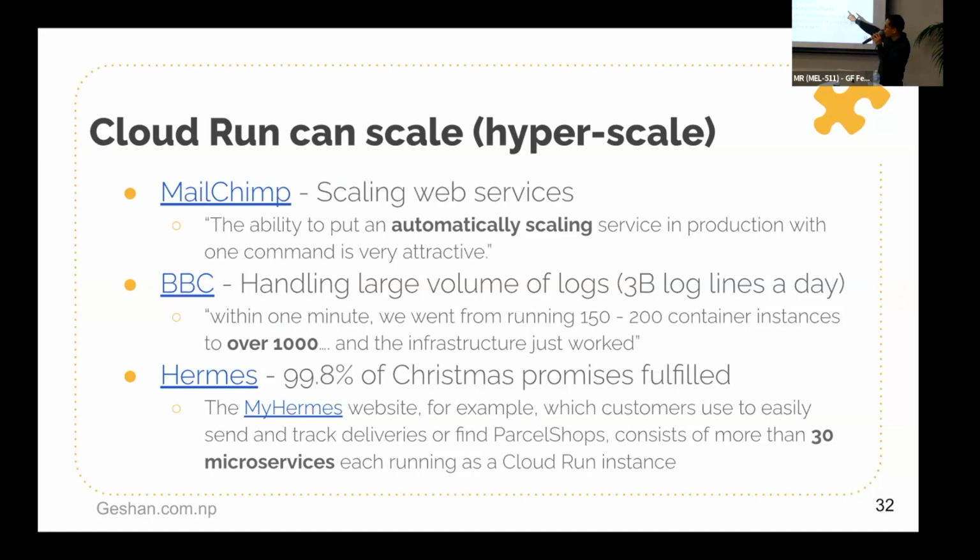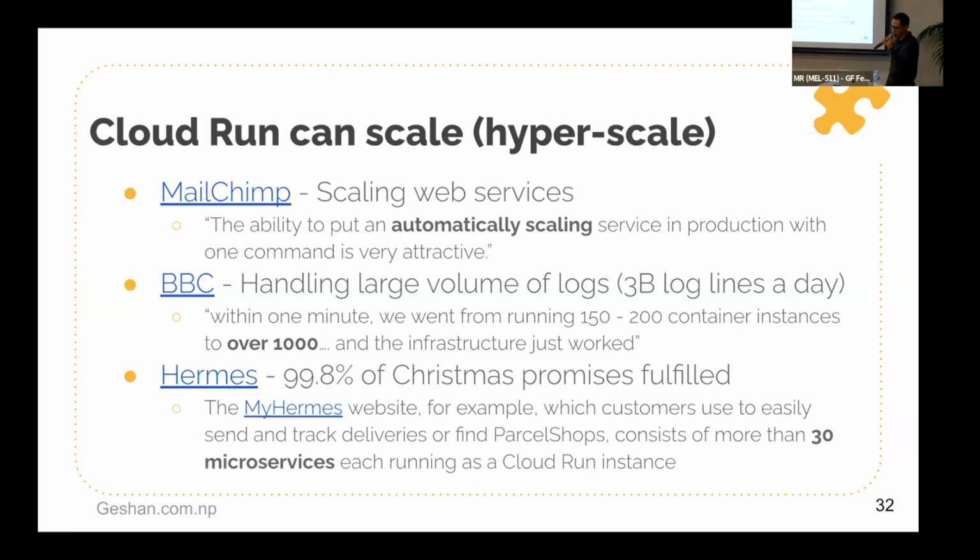BBC, this quote is from one of the blogs on Google itself. When the Queen passed, they were running around 150 to 200 containers, but because the news spread like wildfire, they were able to scale about 5 times from their general load, and they say it just worked. So that's the power of scaling up with Google Cloud Run.